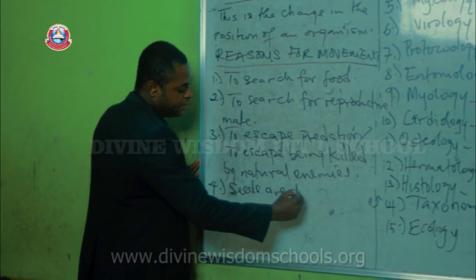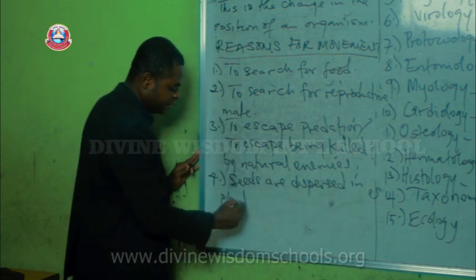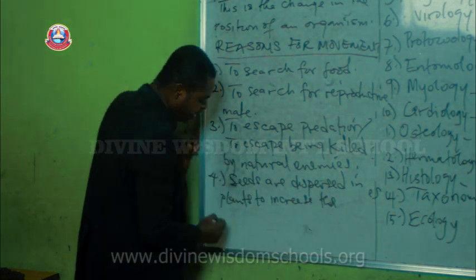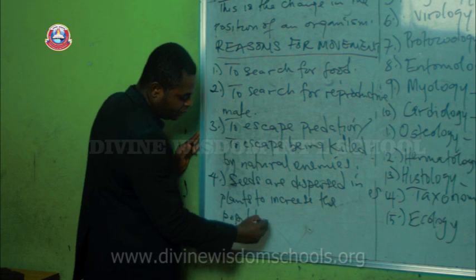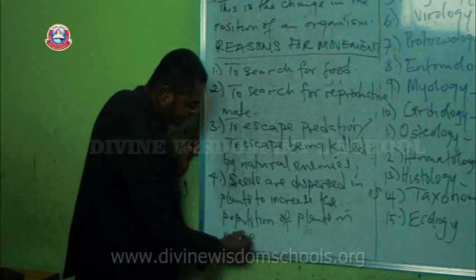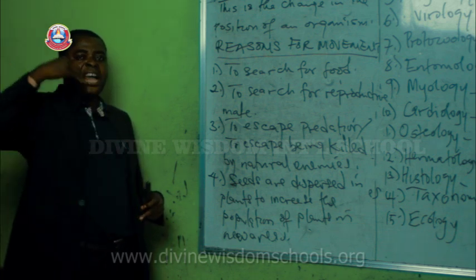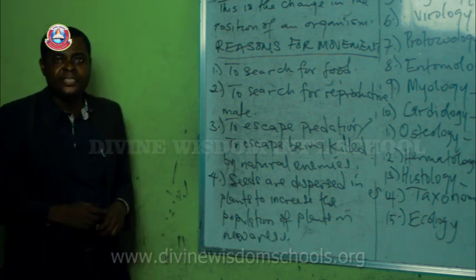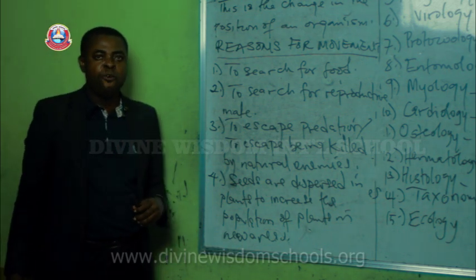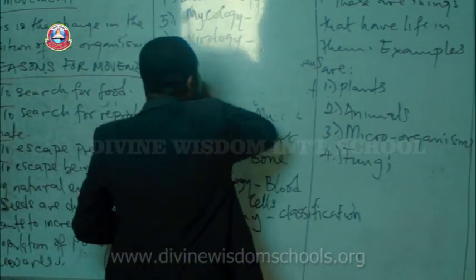Then in plants, seeds are dispersed to increase the population of plants in new areas. You will see that some plants, by explosive mechanism, lose their seed to a far place, and what happens? The seed germinates there, and a new plant is established in that place where it was not existing before. So now let's look at types of movements.